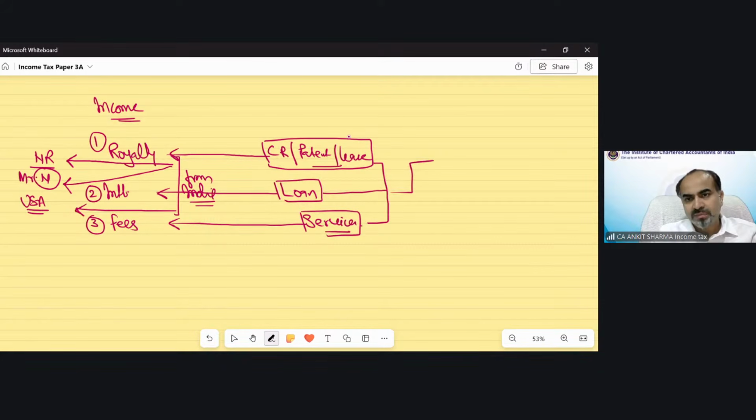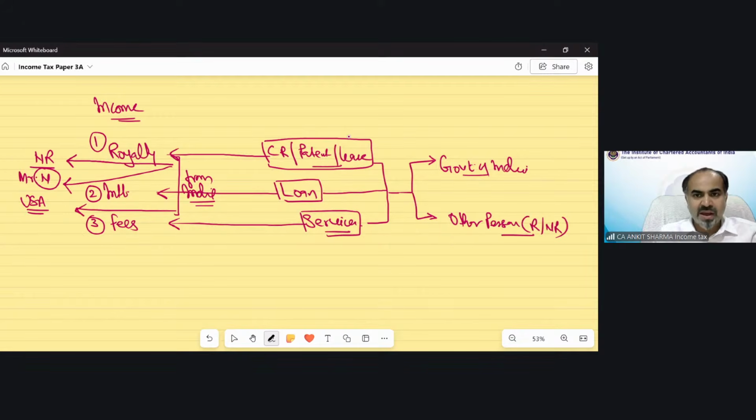the payment either made by the government of India. So either the royalty is used by the government of India, or this loan has been used by the government of India, or these services have been used by the government of India, or other person, whether resident or non-resident. So the payer could be government or it could be other than government.